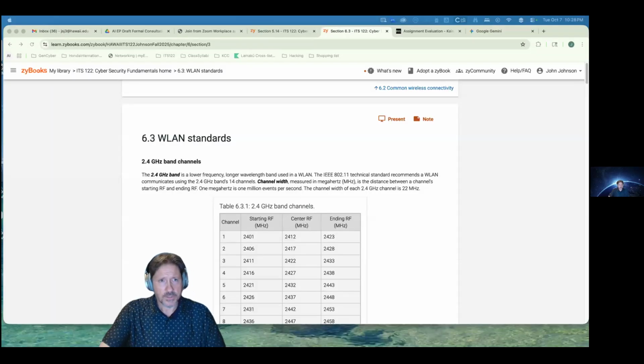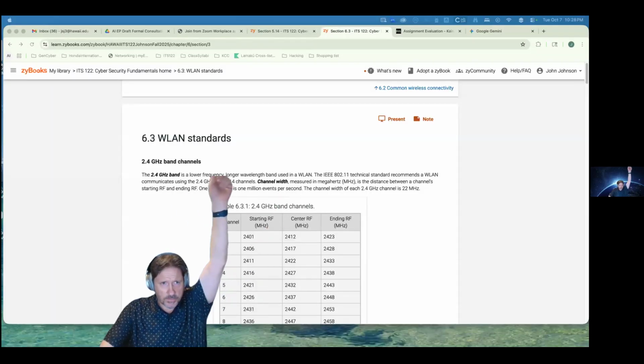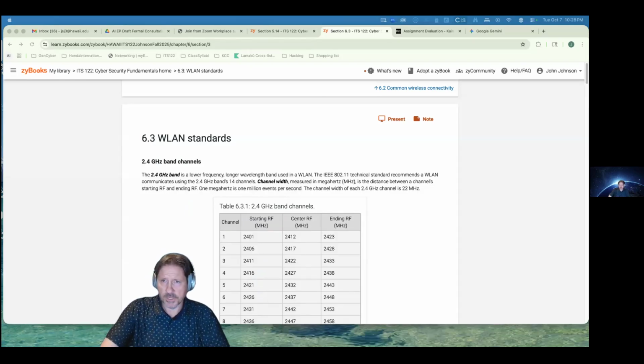I want to use the book because the book has some really good examples. So I'm going to go ahead and throw this up. Yeah, so you can look up here. We've got WLAN standards. So we're going to start with the 2.4 gigahertz band channel.